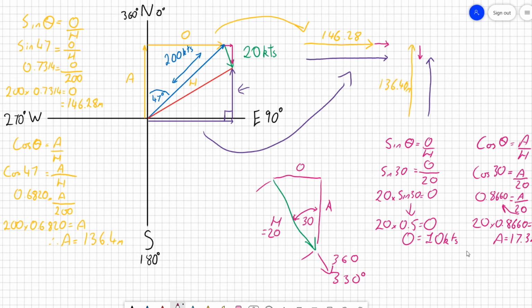Okay, so now that I've got those two values there, I can add them on here. So this is a clean 10 knots here, and this one going in the opposite direction to my original vertical is going to be 17.32 knots.